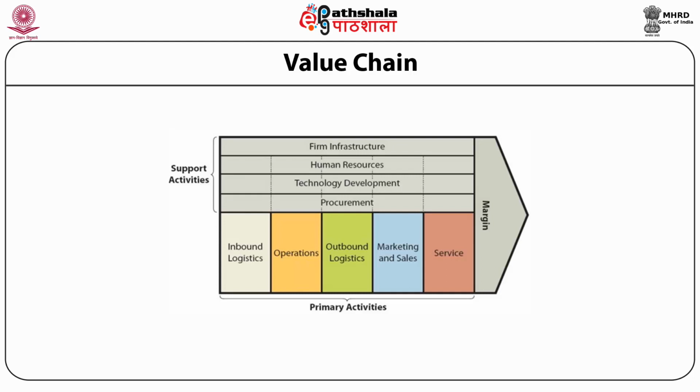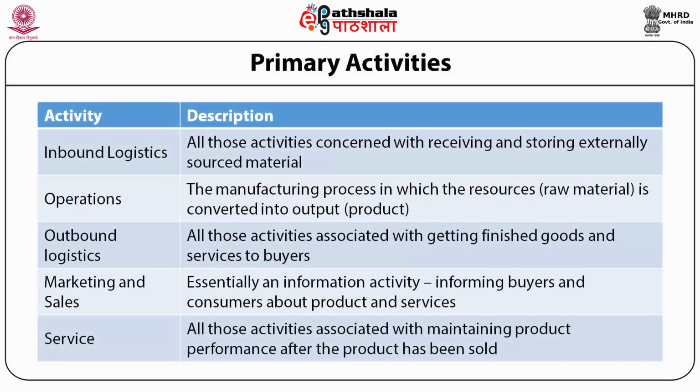If you critically look into this figure, the support activities cut across all the primary activities, which means the support activities actually facilitate the primary activities. And it is the combination of all these activities that ultimately results in the margin that the firm is able to generate. Let us now describe each of these primary activities and understand what each activity basically means.